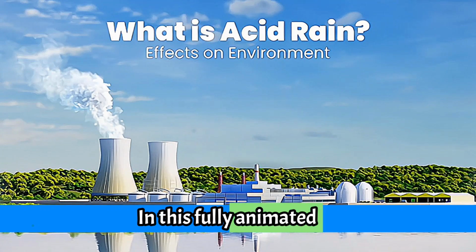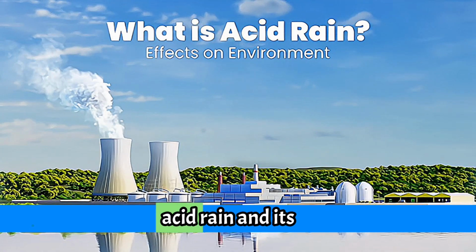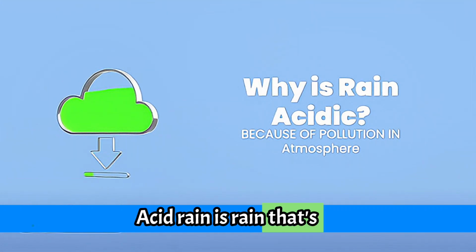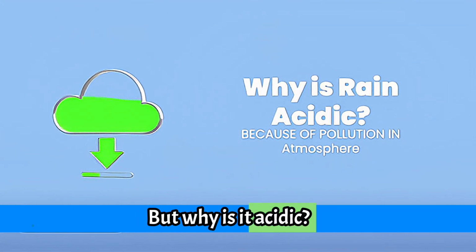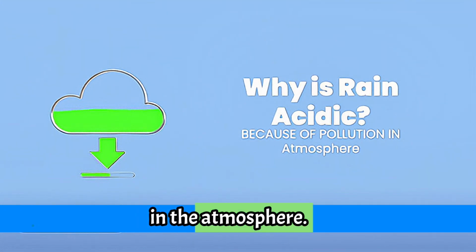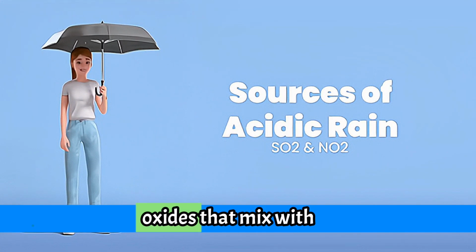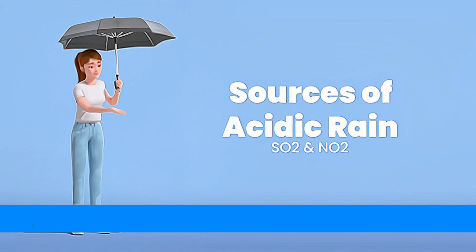In this fully animated lecture, I will teach you about acid rain and its effects on our environment. Acid rain is rain that's acidic. But why is it acidic? It's due to pollution in the atmosphere. Pollutants like sulfur dioxide and nitrogen oxides mix with rainwater, leading to acidic rain.